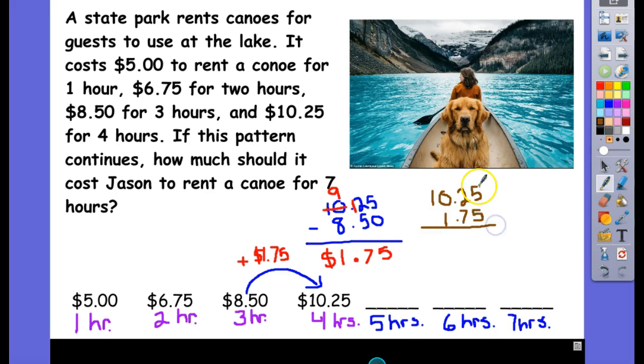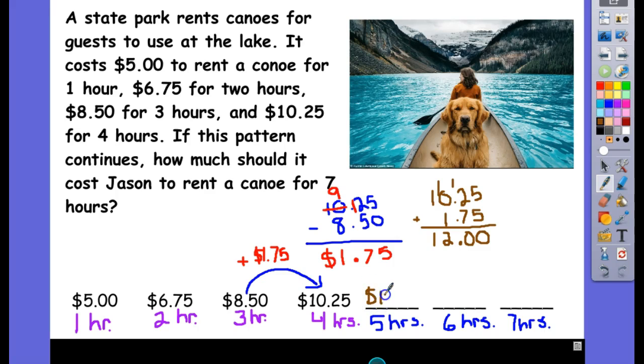I'm going to go ahead and add those 5. 5 plus 5 is 10, so I'm going to regroup my 1, put my 0 down here in the hundredths place, add 7 plus 2, which is 9, plus 1 is 10, so that makes another 0 down here. Don't forget my decimal, and I want to regroup my 1. And now I can do my ones place. 1 plus 1 is 2. And my tens place, 1 plus nothing is 1. So that leaves me with $12 for 5 hours.